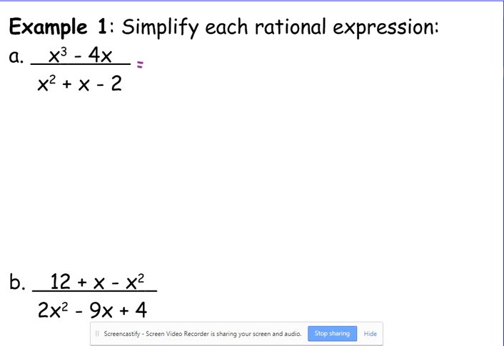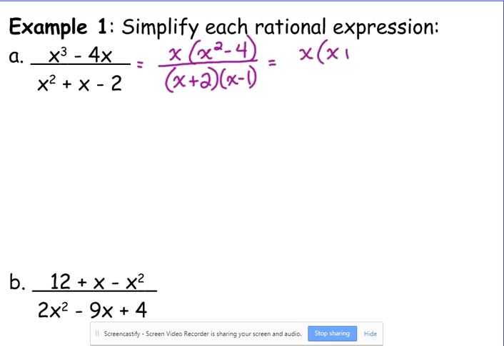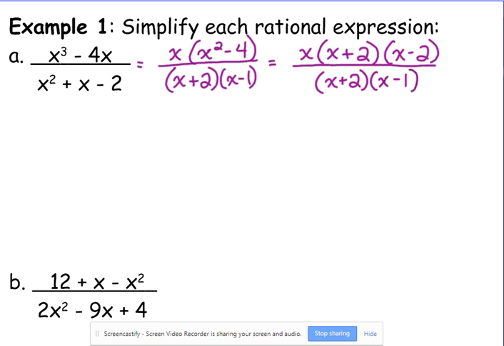In that numerator, what I see first is a GCF of x, and we're left with x squared minus 4. In the denominator, x squared plus x minus 2, I'm going to go ahead and factor that. That's x plus 2 times x minus 1. I'm not finished factoring the numerator. X squared minus 4 is the difference of perfect squares, so I can take that a step further: x times x plus 2 times x minus 2. And then there's nothing else I can do to the denominator, so I leave it.